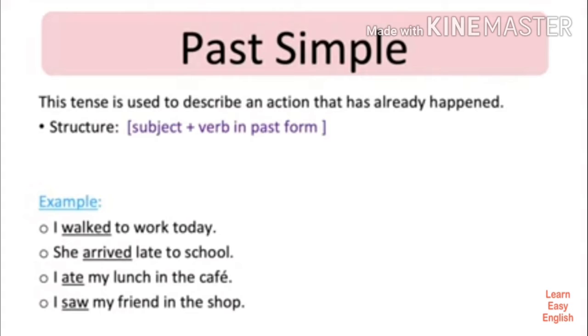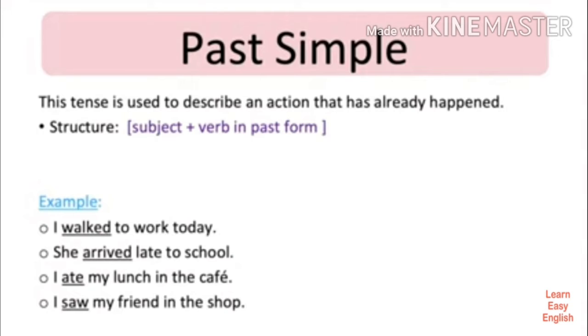She arrived late to school. I ate my lunch in the cafe. I saw my friend in the shop. You can see that in each sentence we have used second form of the verb. So this was simple past tense.